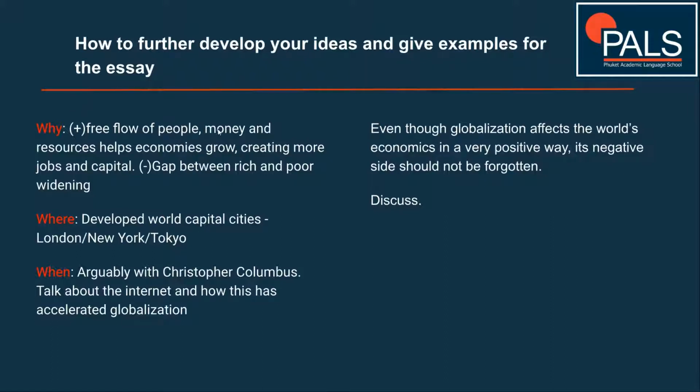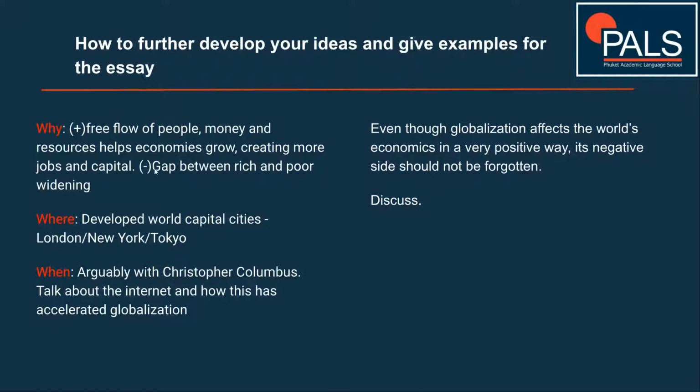There's also the free movement of money. So it's much easier nowadays, because of globalization, to transfer money around the world across international borders and stuff like that. Also, free movement of resources. Resources are moving more freely around the world as well. As a result, this is helping economies grow around the world, and this in turn creates jobs and capital and money. Okay, so that's the positive effect of globalization on the world's economics.